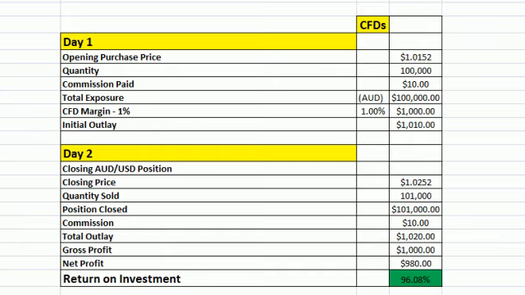So moving down, we've got now our opening purchase price, as we had the offer there, was 101.52. So we're buying US dollars versus the Aussie at 1.0152. The quantity we want to buy is 100,000. So we want to buy $100,000 worth of Aussie against the US. A commission payable here is $10.